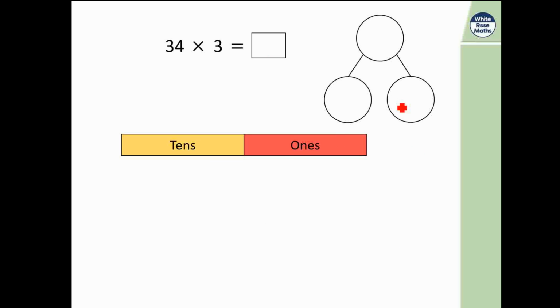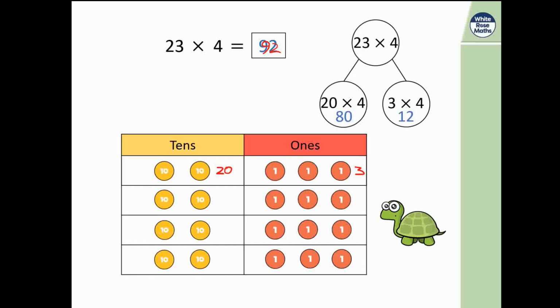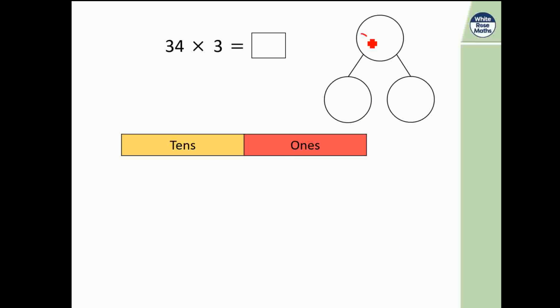Okay, now let's do the same for 34 times 3. So what would I do first? I've got my, I think, let me just check. They do here, this one. They do 34 times 3. What would I put here? Good. And what would I put here? 4 times 3. Does anybody know the answer? 30 times 3? 90. Good. This makes 90. What about 4 times 3?